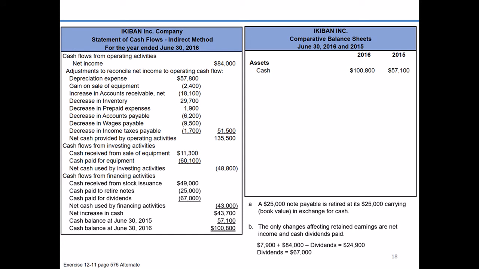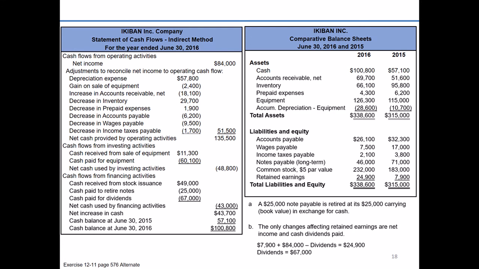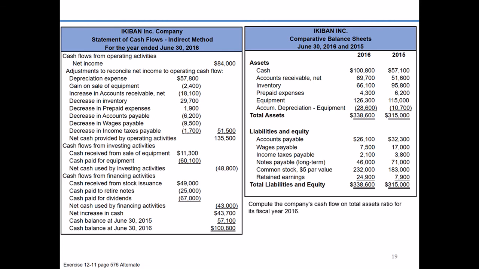Now, one last item that I'm going to list is we're asked to do the ratio for the chapter. What's the cash flow on total assets ratio for fiscal year 2016 only? Keep in mind that ratio is operating cash flows, which is our $135,500, divided by average total assets. So again, take $135,500, not total cash flows, but just operating cash flows, divided by average total assets.